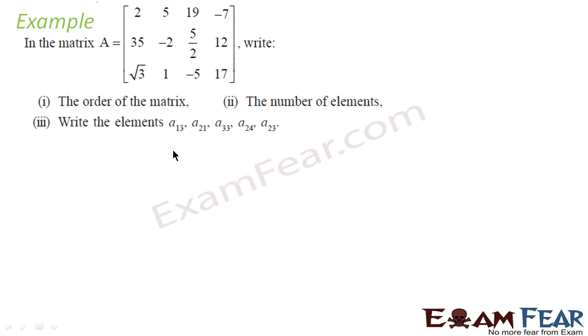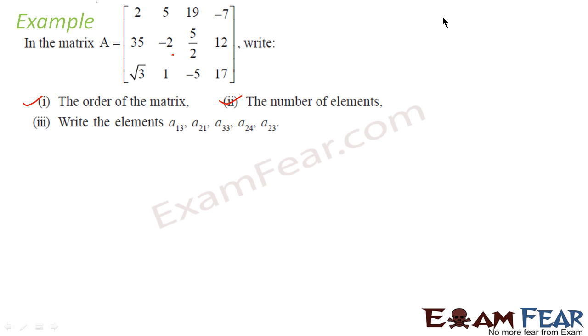Let's take some more example. So in the matrix A, this is the matrix, big one. You write the order of the matrix, that's the first question. You write the number of elements. And we have to write the elements A13, A21, A33, A24 and A23. Very simple question. We have done this. We have written the order of matrix couple of times.